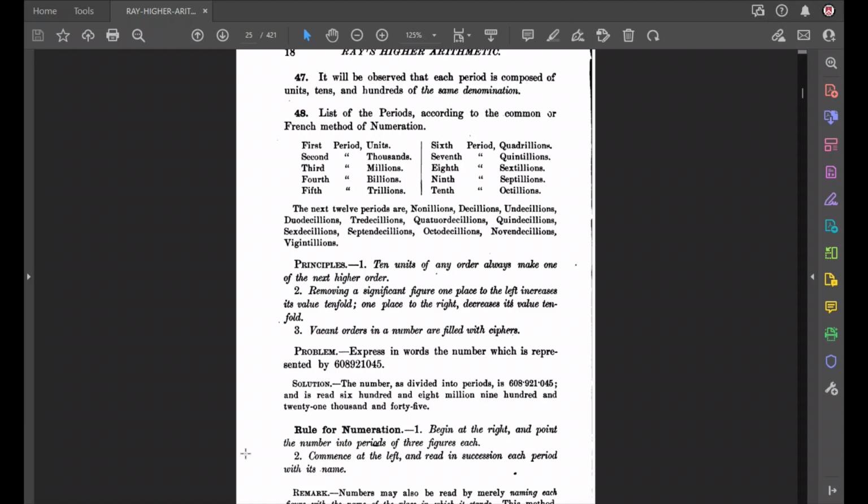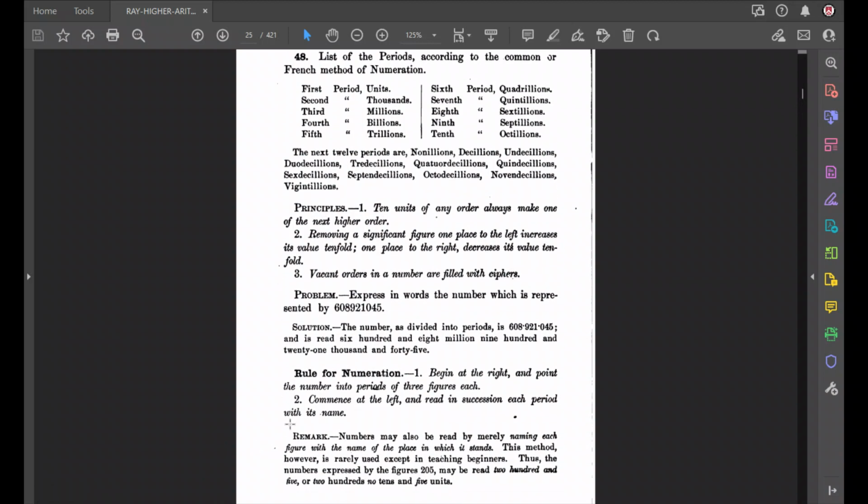Step 1, mark out the periods and think of the names of the periods. Step 2, read the number in each period. It's a 3-digit number. Read the number in each period and then say the name of the period. And that's how you read numbers in our system of numeration. Very simple. Mark the periods, then read from the left. Read the 3 numbers in each period, and then the name of the period. That's all in Article 48. Okay?